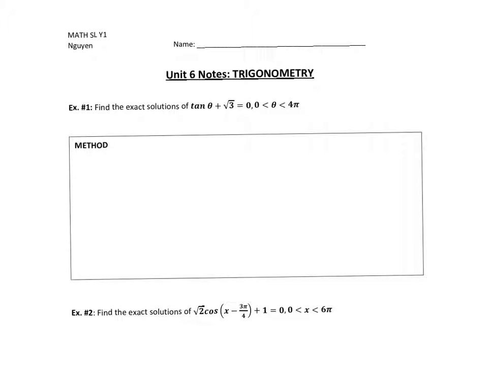We're going to be doing the exact same thing we did before. Now, if we have anything on the outside of our trigonometric functions, we're going to want to get it to the other side. In this case, I have a plus radical 3, so you're going to have to subtract radical 3 on both sides so that you get your tangent. So tangent of theta is equal to negative radical 3.